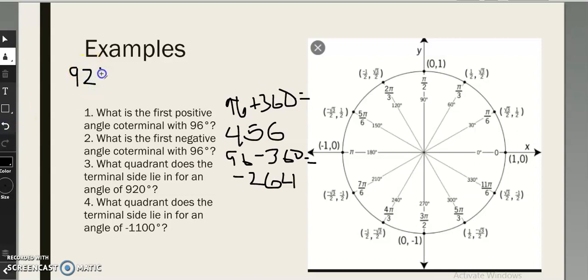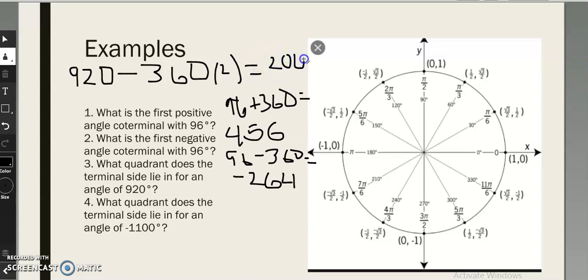920 minus 360. First time I get 560. That's not enough, so I'm going to subtract 360 one more time, and I get 200. So basically 360 times 2, and it gives me 200.